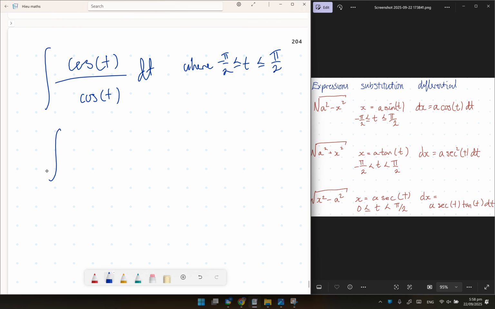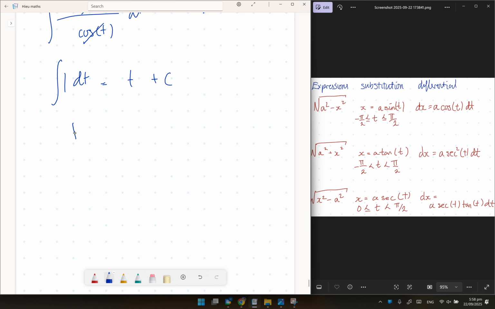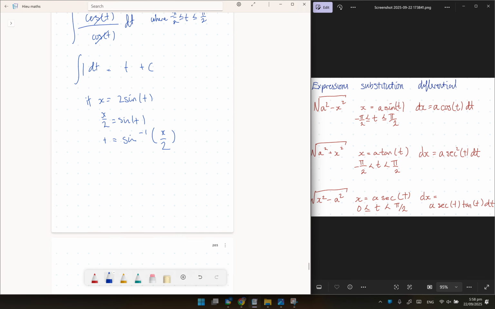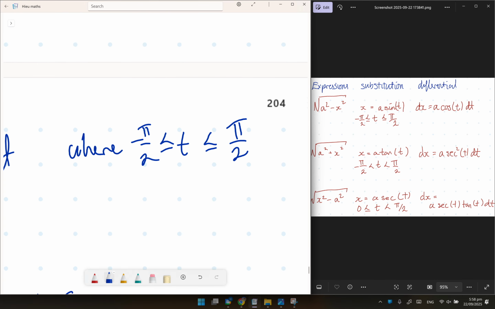Now these cancel out. This is the integration of 1 dt, which is equal to t plus c. All we have to do is substitute x into here. If x is equal to 2 sine t, then x over 2 equals sine t, and t is equal to inverse sine of x over 2. There we go. We just have to remember that t is in this range.